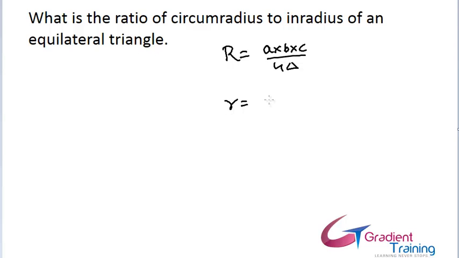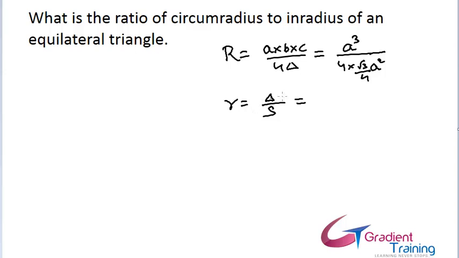Similarly, inradius is given by area upon semi-perimeter, delta by S, and this ratio we have to find out for an equilateral triangle. So in an equilateral triangle we have all 3 sides equal, so A equals B equals C, so that makes it A cube divided by 4 times area, which will be 4 into root 3 by 4 A square. If A is the side of the equilateral triangle, this is the area of the equilateral triangle.